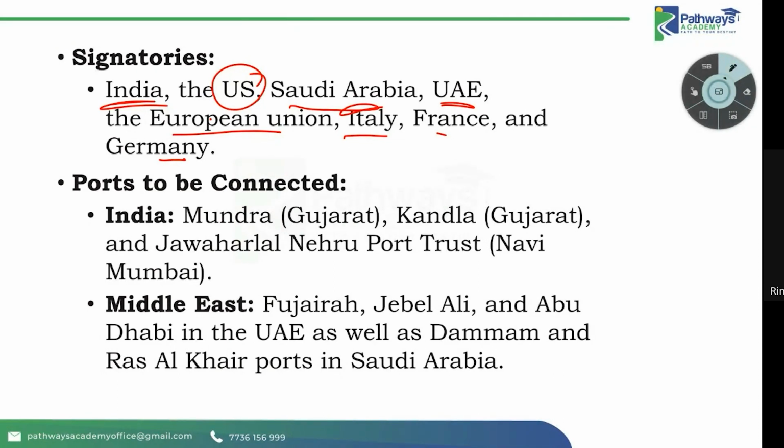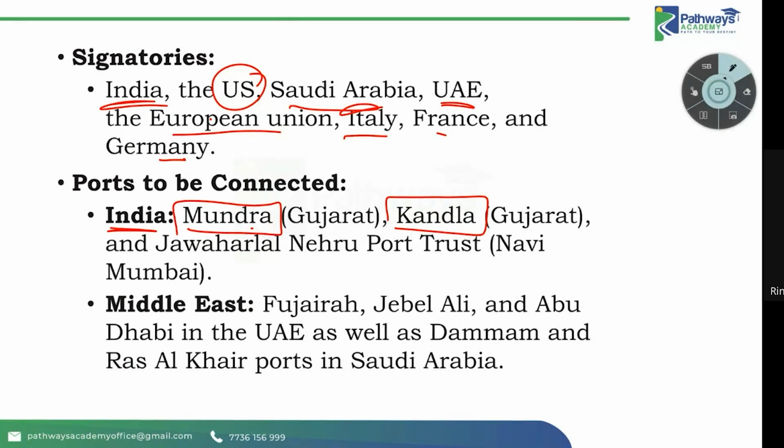Then the ports involved in this corridor. Please write it down. From India, there are three ports included in this project. The first is Mundra port. What is the significance of Mundra port? It is the first private port. Then Kandla port from Gujarat. What is the importance of Kandla port? First, it is the largest tidal port in India.